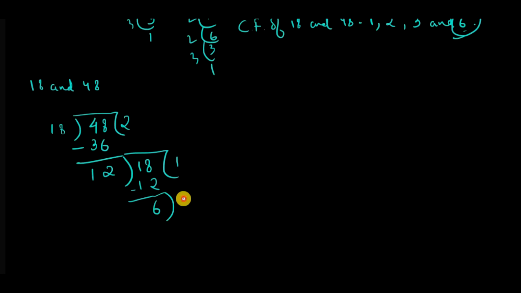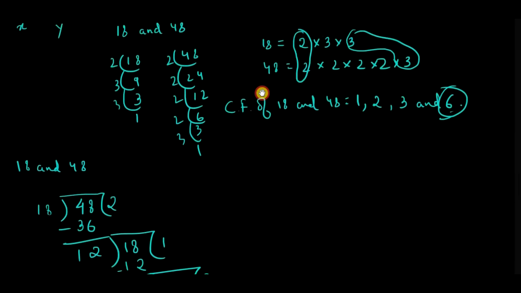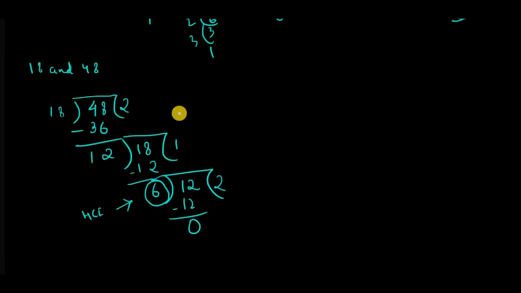Now I'll again bring down the divisor until the remainder is 0. 6 2s are 12. So the remainder now is 0. So the last divisor is the HCF. This is the HCF. It was faster than this, right? You'll get used to it. We'll do a few more examples so that you get a hand on it.